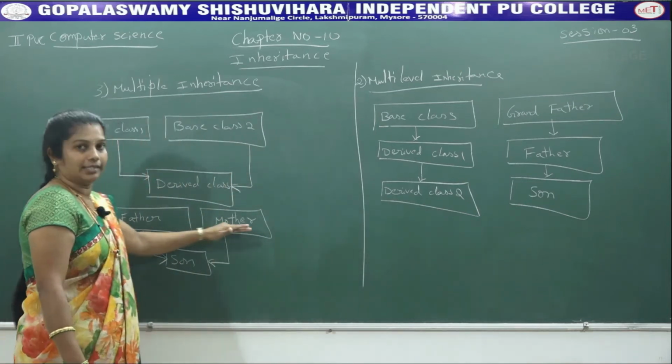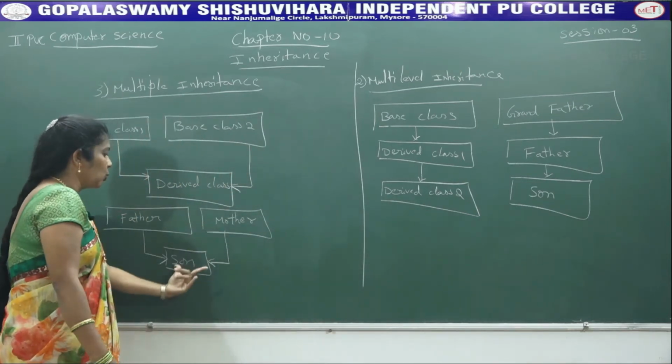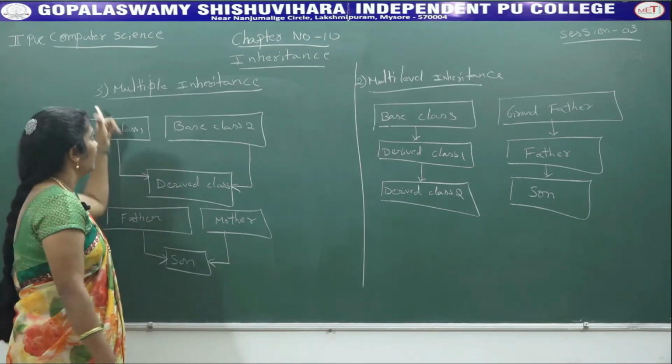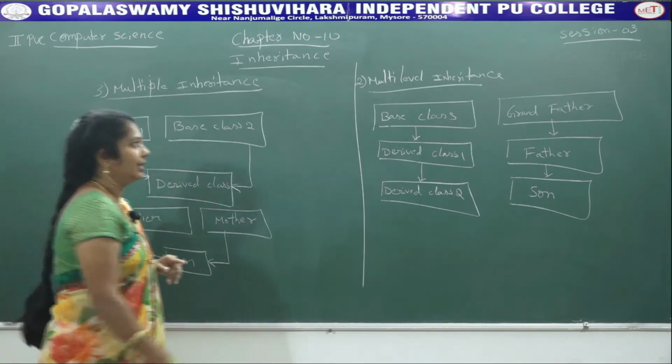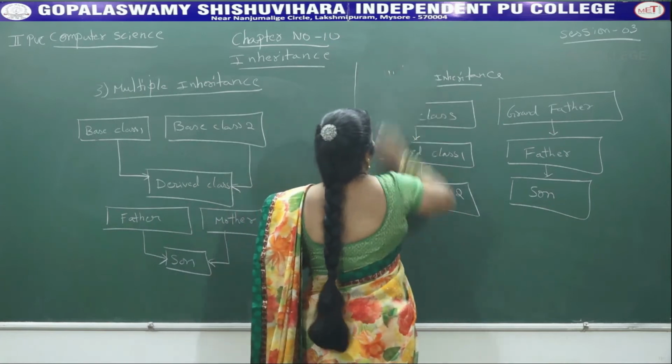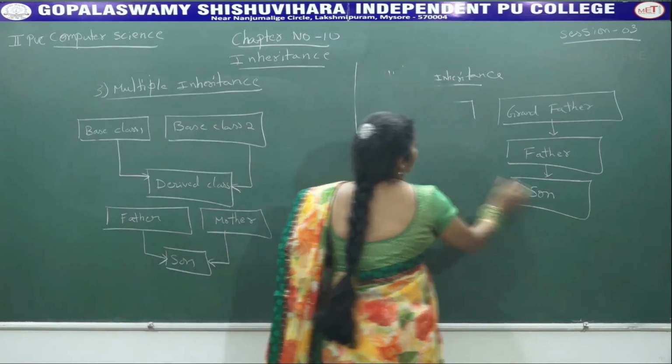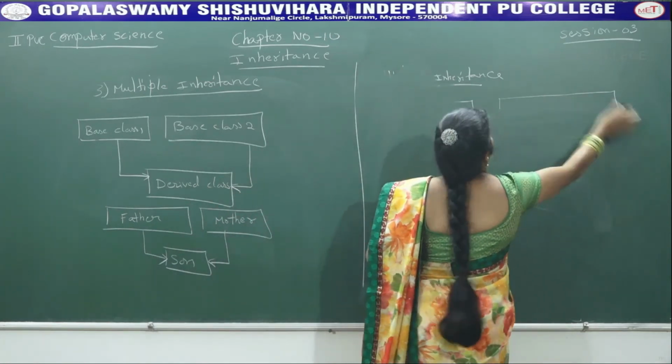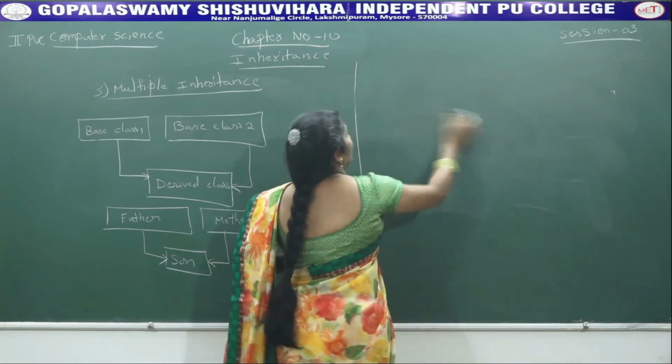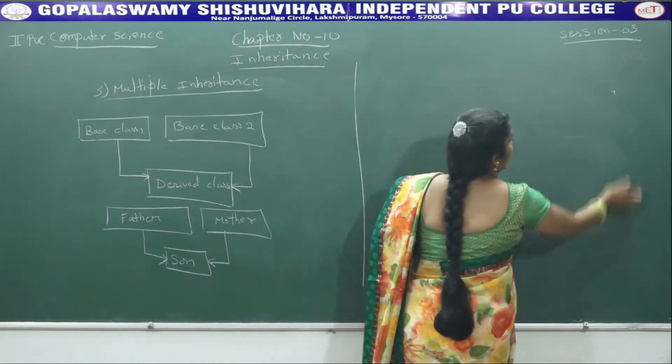This also base class, this one also base class. From these two, one derived class. This is nothing but multiple inheritance. Then what do you mean by the next one? Hierarchical inheritance. The next one is hierarchical.